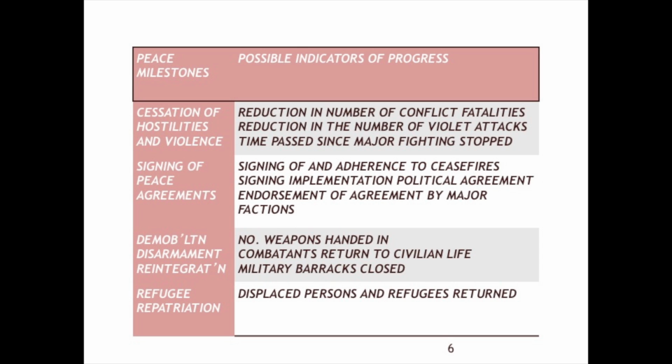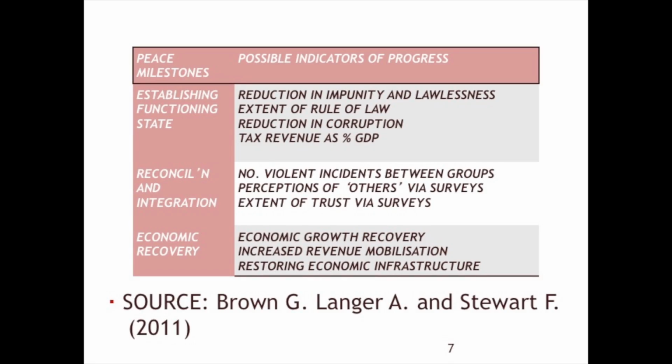And it's over 2 slides. It goes from the immediate sorts of things that might happen at the end of a conflict, like cessation of hostilities and violence, signing of peace agreements, demobilization, disarmament, reintegration, refugee repatriation, and they offer a series of indicators to suggest whether these things are happening or not, carrying on to establishing a functioning state, reconciliation and integration, and economic recovery.